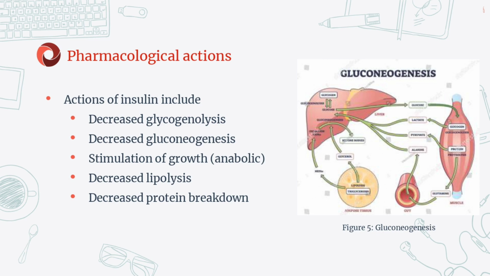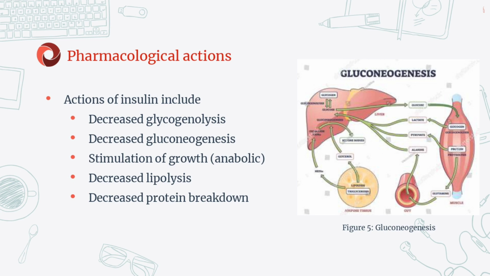The fifth is stimulation of growth, which is anabolic. With this, there will be a synthesis of complex molecules from simpler ones. This produces growth and building of muscle mass. The next is decreased lipolysis. With this, there will be a lesser activity of breaking down fats in the body. It may cause weight gain to some who are taking insulin.